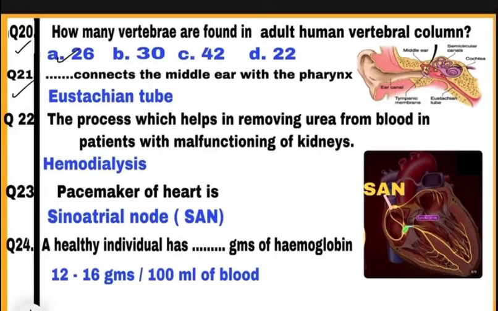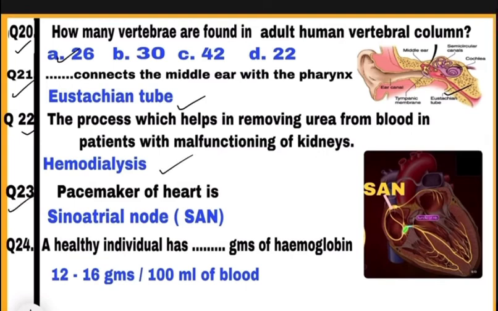21. Dash connects the middle ear with the pharynx. Eustachian tube. This is the eustachian tube which connects the middle ear with the pharynx. 22. The process which helps in removing urea from blood in patients with malfunctioning of the kidney. This process is called dialysis or hemodialysis.